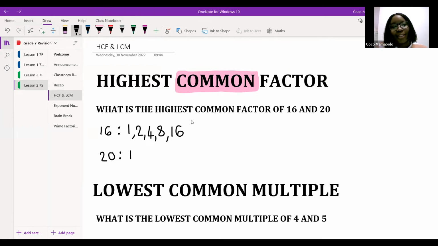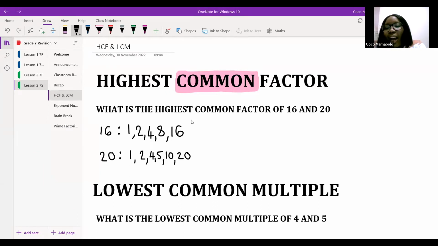Good. 1 times 20 gives me 20. 2 times 10, that's it, Tandeka. You can write them in a line, like write 1, 2, all the numbers that you can think of. And then I'm going to get 4 times 5 will also give me 20.